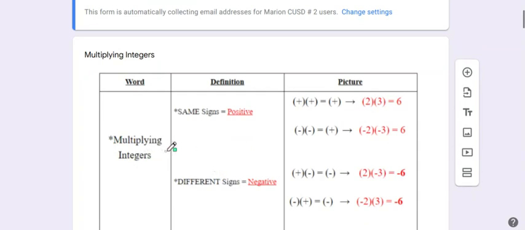If you're multiplying numbers with different signs, your answer is negative. So a positive times a negative or a negative times a positive will give you a negative answer.